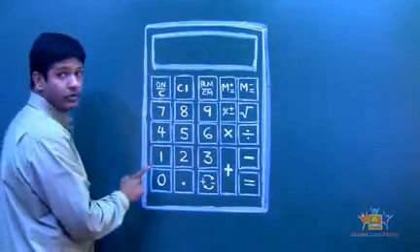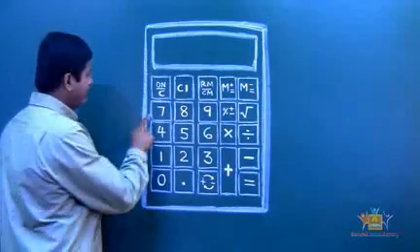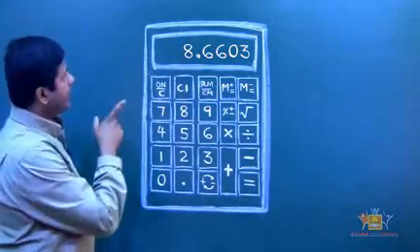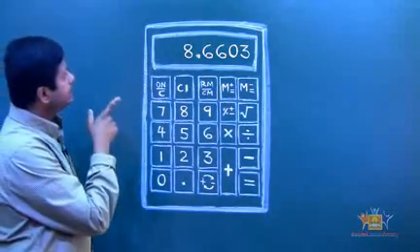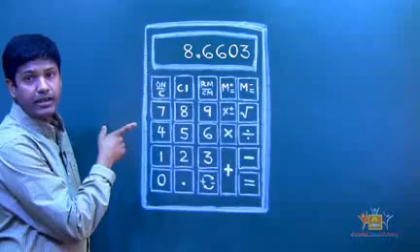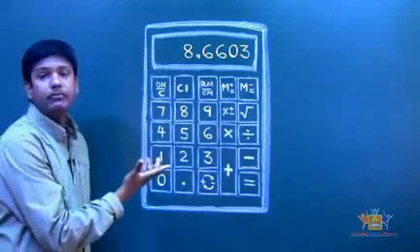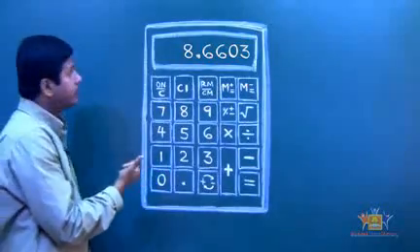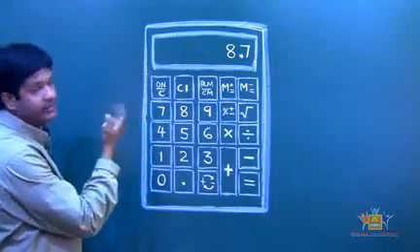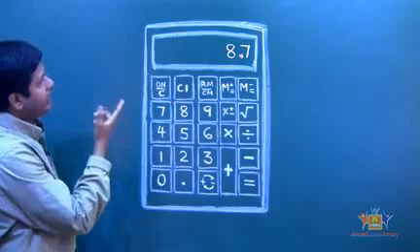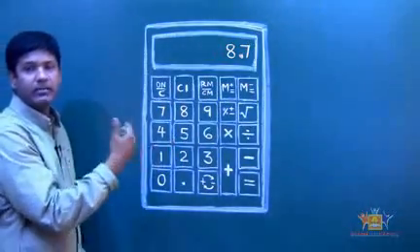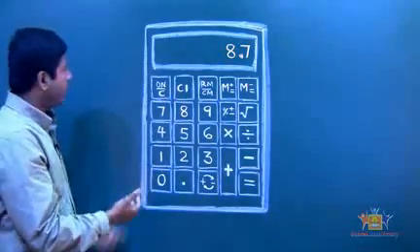So how do we use this calculator to find the square root of 75? We press 7, 5, and then press the square root. Okay, and that gave me 8.6603. So what we want to do is round it up to the tenth place. That means it will be 8.7. So you don't have to write 8.6603, just round it up to the tenth. So it'll be 8.7.